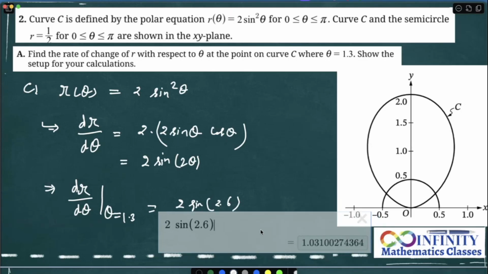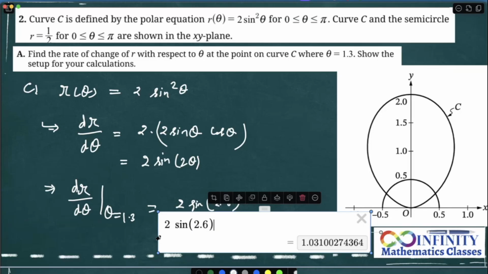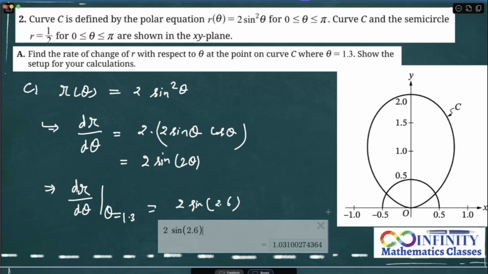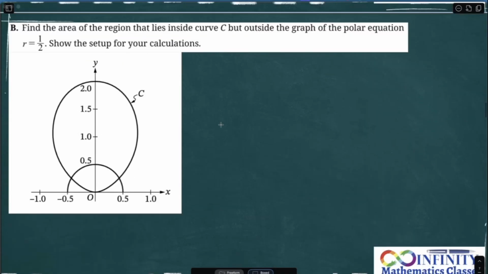Any doubt there? No. You can verify the value using your calculator so that there is no confusion. So this is the first question. After this, look at the second question.